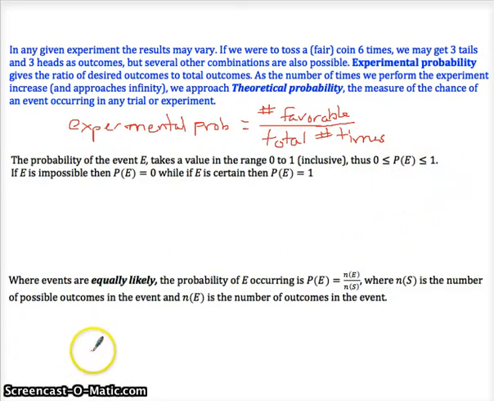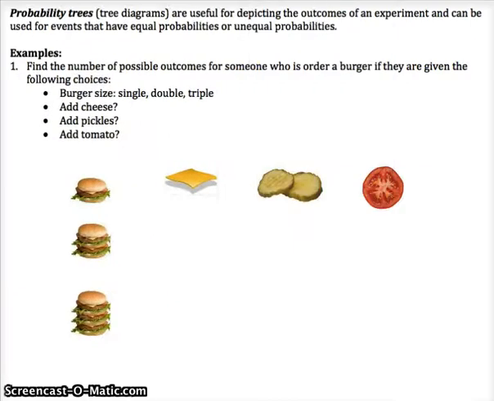All right. When events are equally likely, the probability of them occurring is this. Probability of E occurring is the number of ways that event can happen divided by the number of possible outcomes in the sample space. Yeah, that's going to be easy to see as we move on and actually do some.